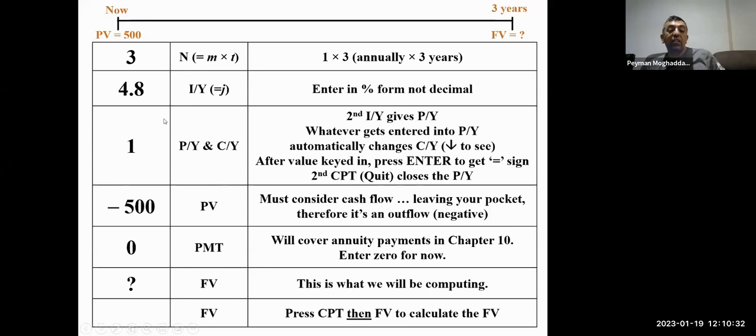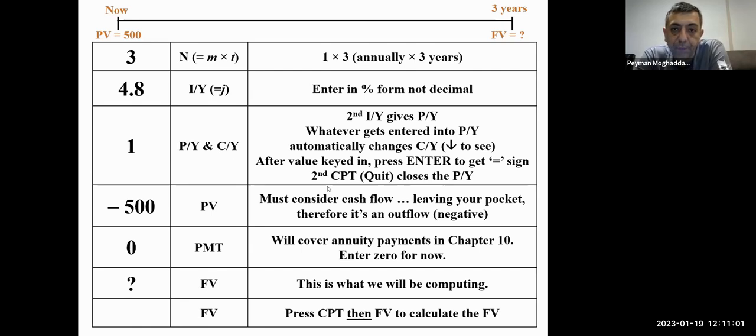And don't forget, it's going to be in percent, right? So you don't want to convert it to 0.0048. It's just in percent. You have to put it in the calculator in percent. Okay, 4.8. Don't forget that. You don't want to convert it to the decimal value.